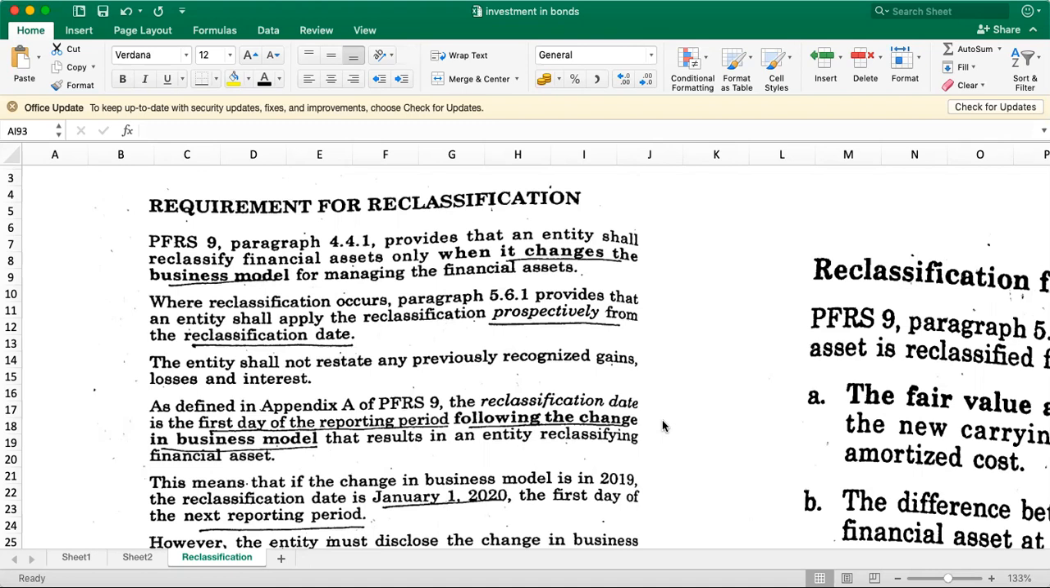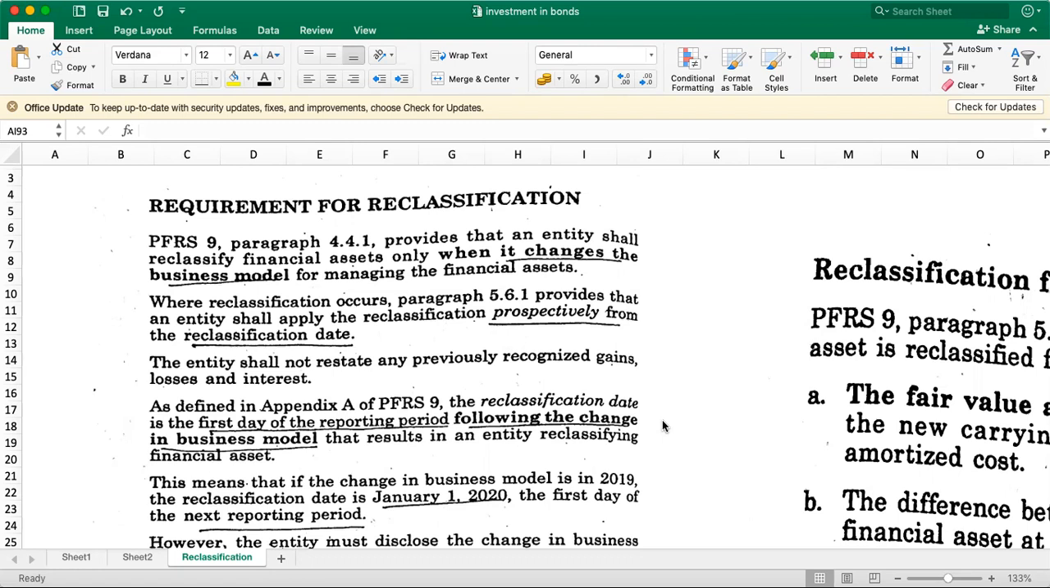So what are the requirements for reclassification? According to PFRS 9, paragraph 4.4.1, an entity shall reclassify financial assets only when it changes the business model for managing the financial asset. Take note that we only reclassify a financial asset when it changes the business model. We have two types of instruments: equity instruments and debt instruments. Identifying the business model is only applicable to debt instruments. I will discuss that later.